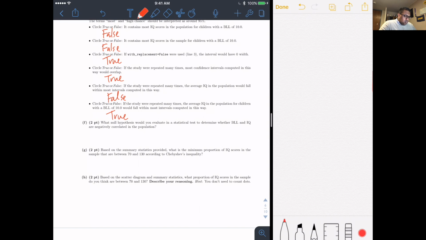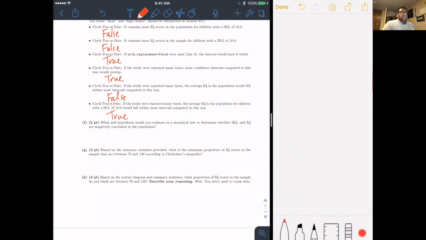Part F asks us, what null hypothesis would you evaluate in a statistical test to determine whether blood lead levels and IQs are negatively correlated in the population? Right, so we have this notion that the null hypothesis and alternative hypothesis are complements of one another, right? So if the null hypothesis says one thing, the alternative hypothesis says the exact opposite thing, right? So if we want to try and prove that something is true, then that thing we're trying to prove is our alternative hypothesis, right?